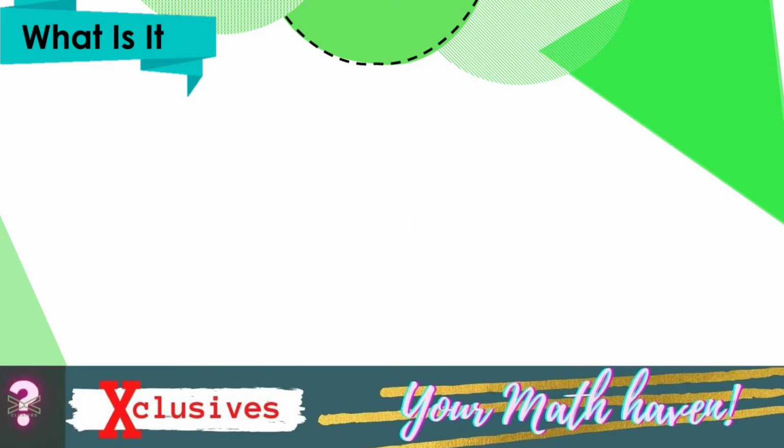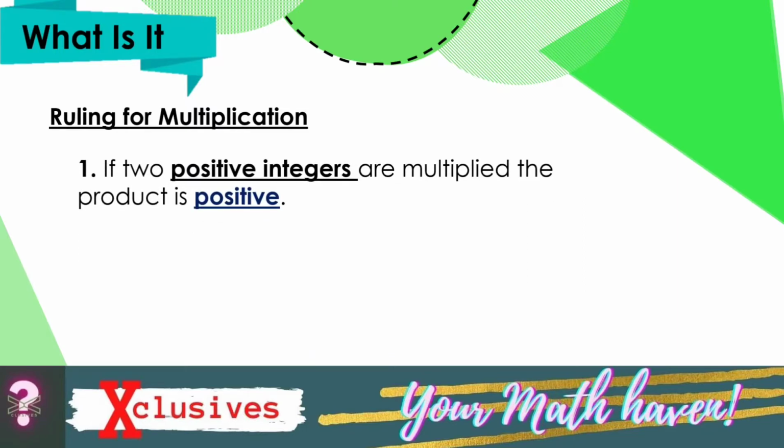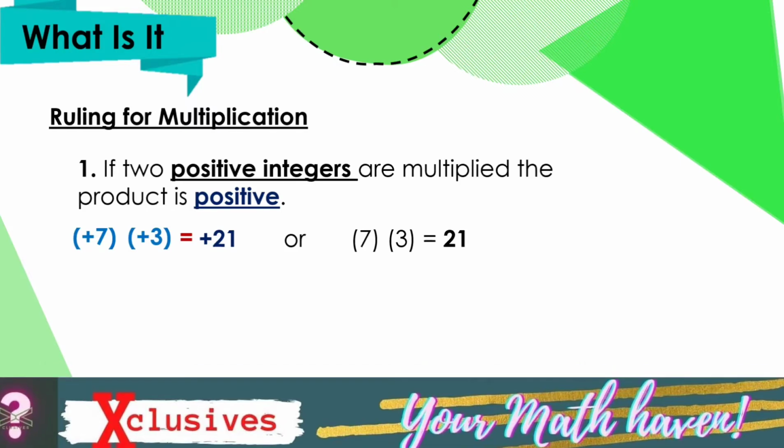It's time to generate a rule in how to multiply integers. Rules for multiplication. Number 1. If two positive integers are multiplied, the product is positive. Let's have an example. We have positive 7 times positive 3 equals positive 21. Or simply 7 times 3 equals 21.